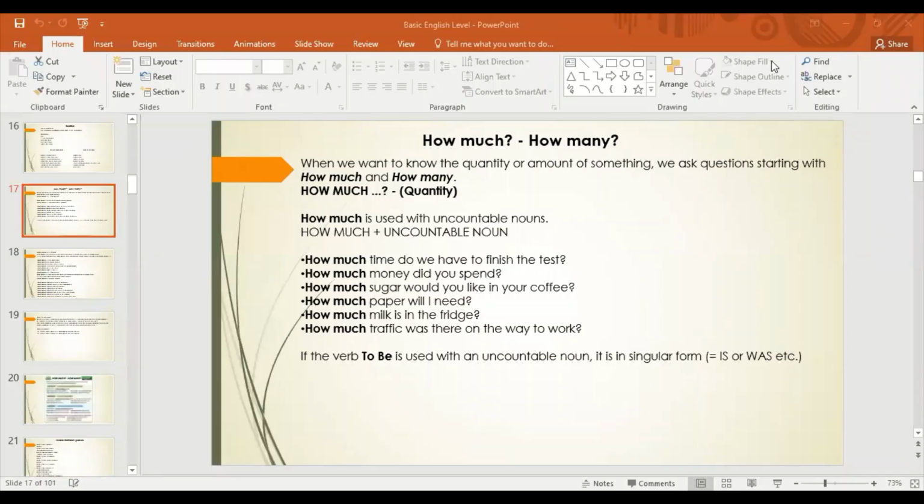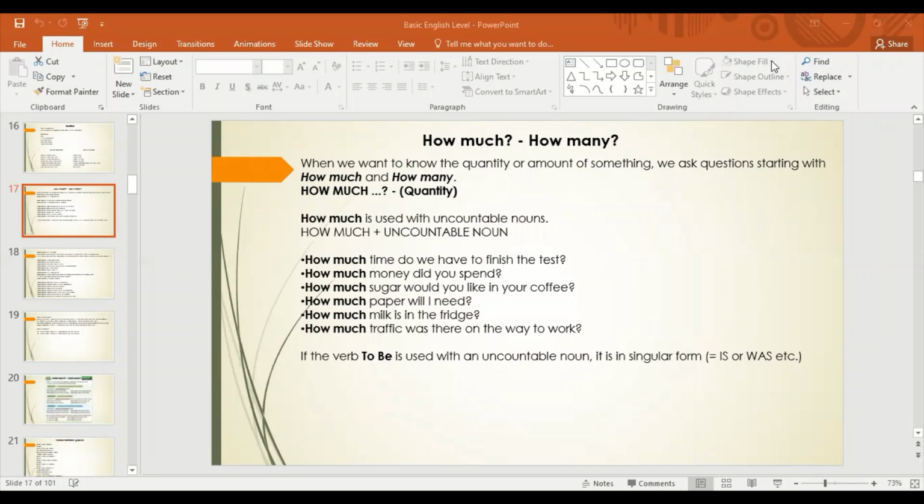So guys, today we are going to study how much and how many. Both of these words, how much and how many, have different kinds of usage. So let's go for the definition.